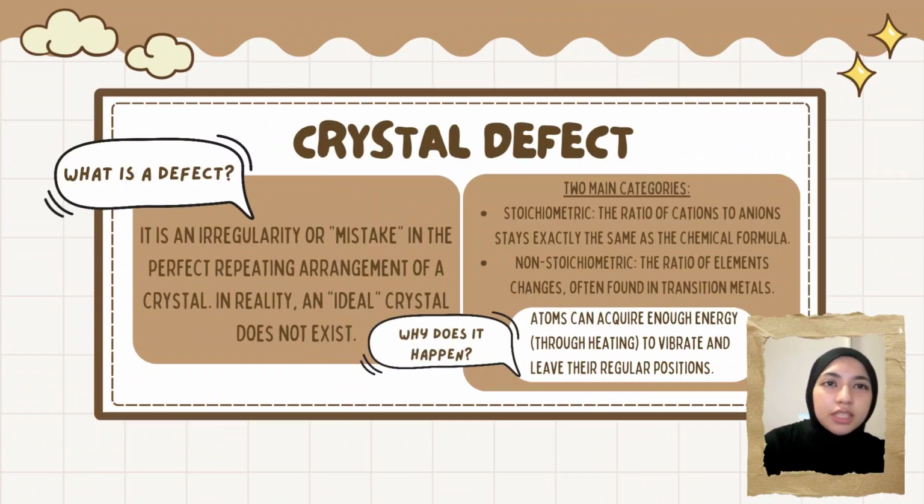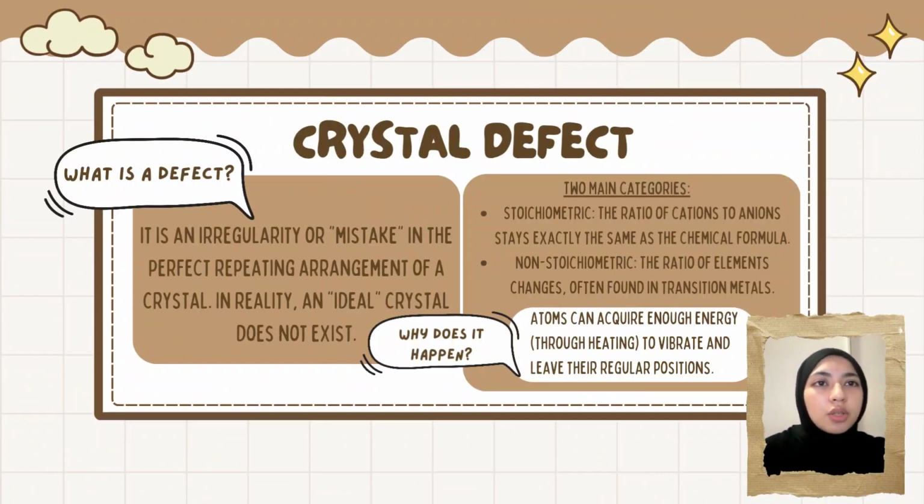For example, the reason certain crystals can conduct electricity or why some metals are stronger than the others is often due to these internal irregularities. Broadly, we can categorize these into two main types based on their chemistry: stoichiometric and non-stoichiometric defects.